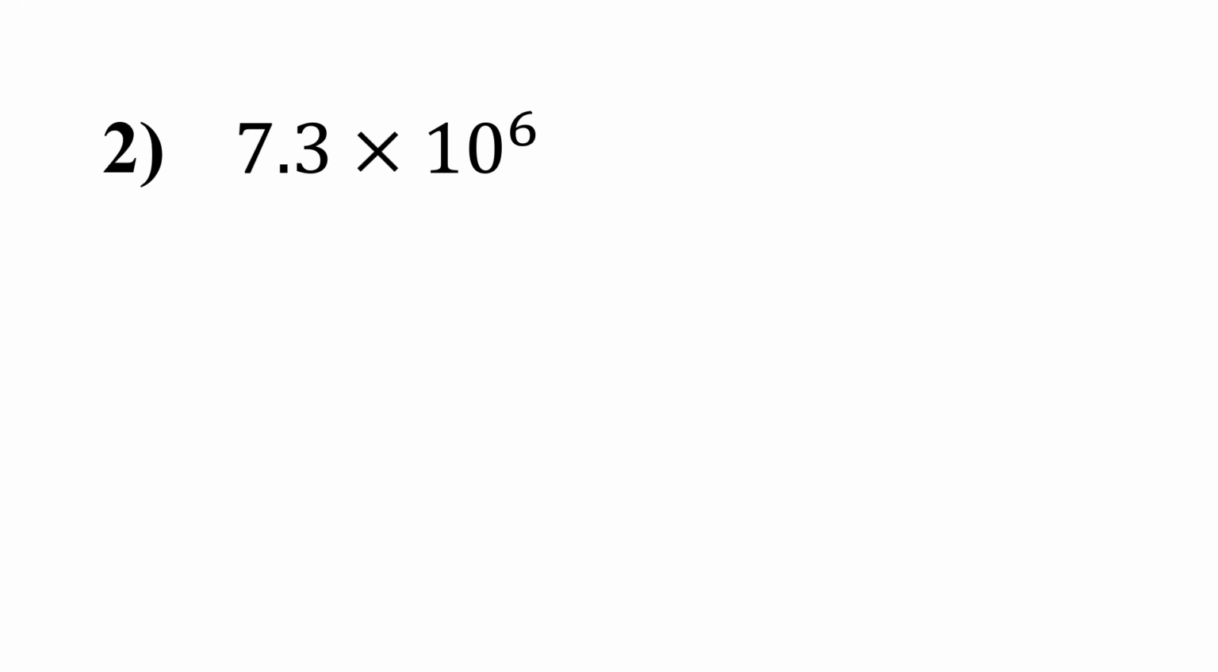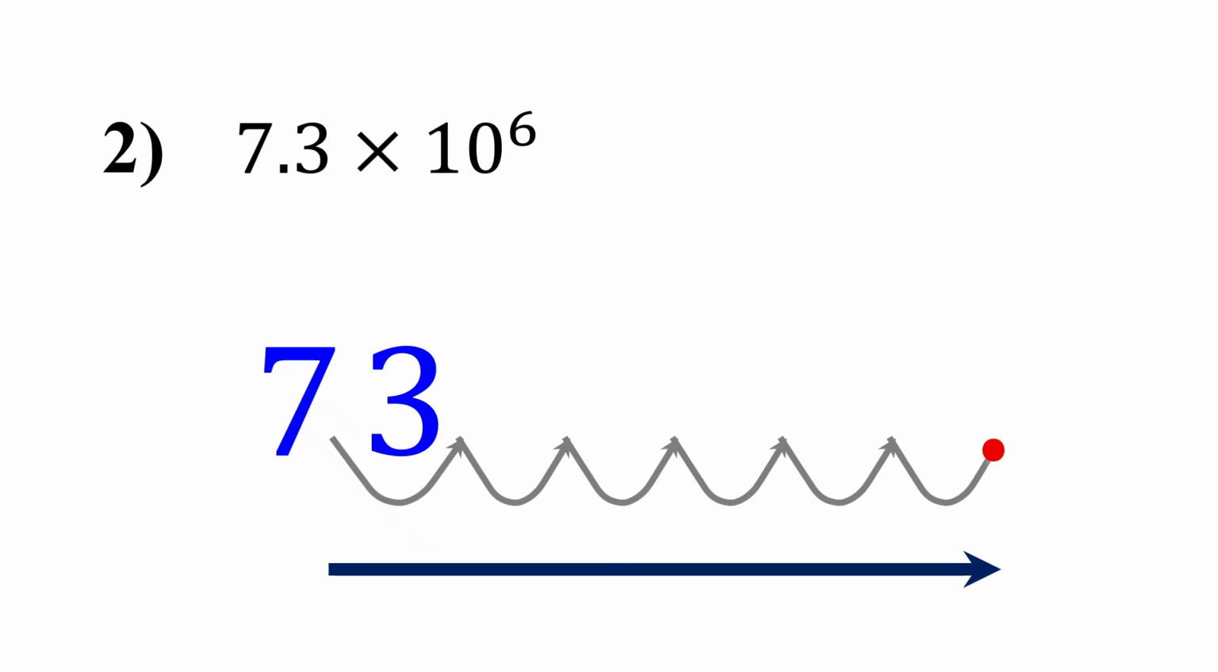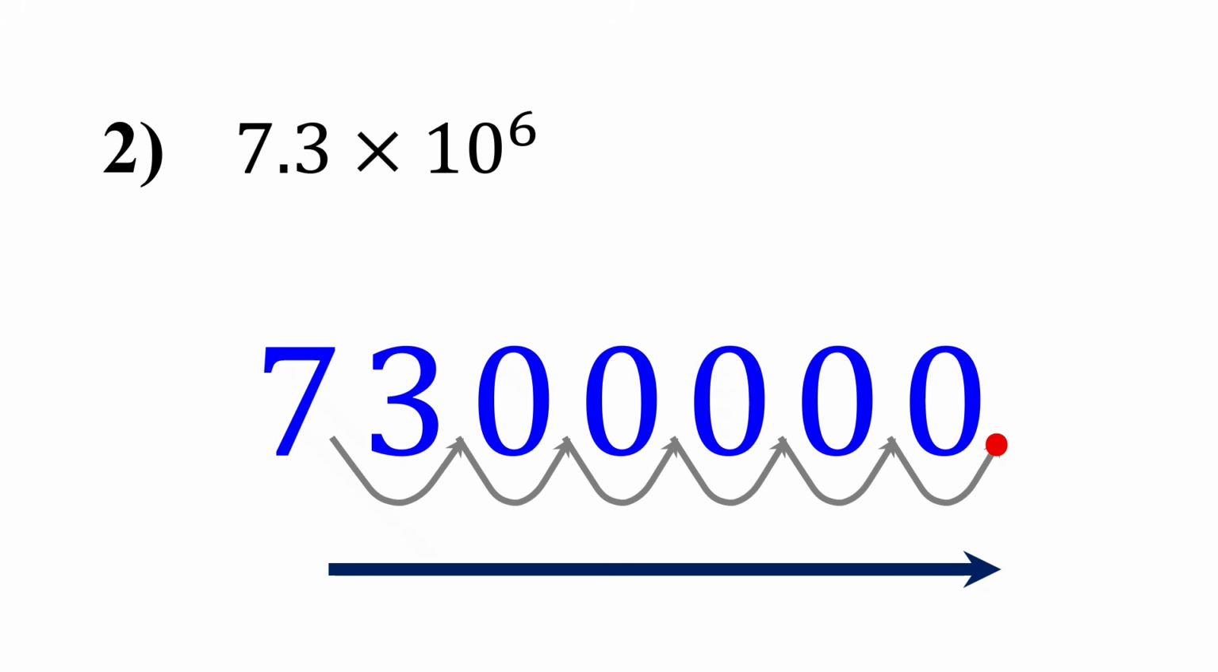7.3 times 10 to the 6th power. The exponent is positive 6. So move the decimal point 6 places to the right. Move it 1, 2, 3, 4, 5, 6 places. Now fill the empty spaces with zeros. So 7.3 times 10 to the 6th power equals 7,300,000. No tricks, just move and fill.